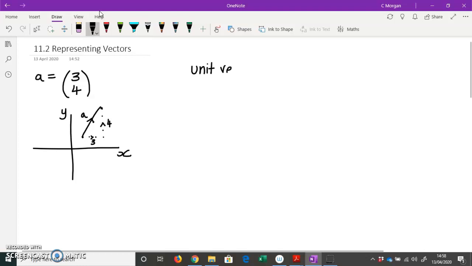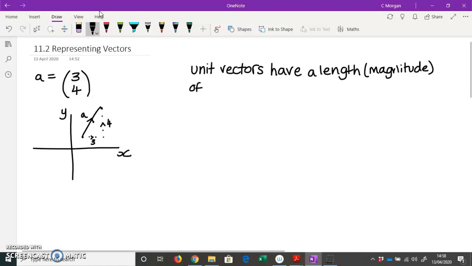However, a vector like this can be represented in a different way, and it's all based on unit vectors. And unit vectors have a length or a magnitude of 1 unit. So I'm going to write that down. Unit vectors have a length, which we also call a magnitude, of 1 unit. And there are 2 really special unit vectors that are used.